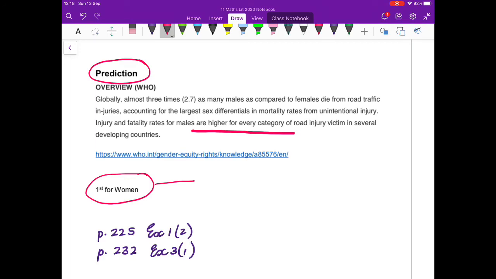For more practice on this, exercise 1 on page 225 and exercise 3 on page 232.